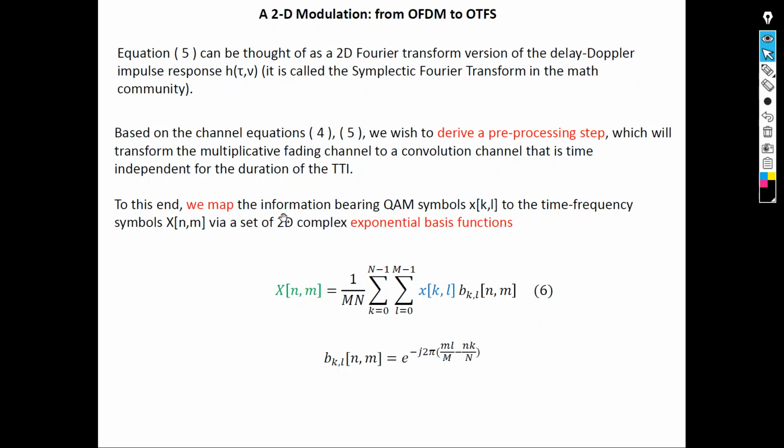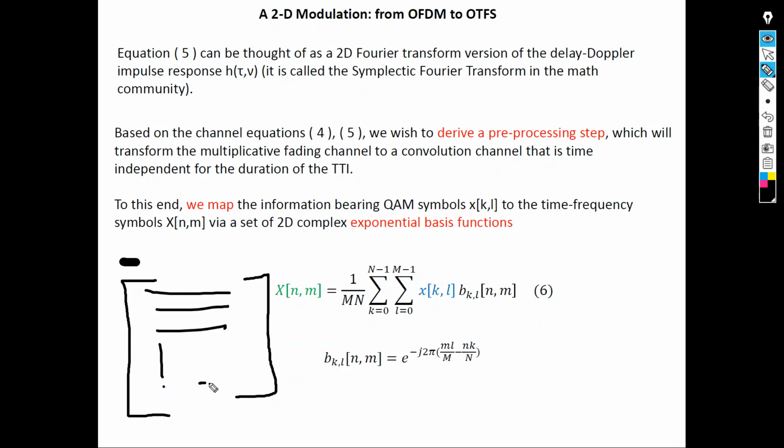To this end, in this modulation scheme, we map the information-bearing QAM symbols. You put them instead in the OFDM example that I explained in the OFDM tutorial for the MATLAB simulation. In this case, what do you do? You put your symbols in a matrix, not a vector. Here, your QAM symbols, the complex ones, you put them here, here, all of them, until you fill the matrix. And we call this X[k,l], this dimension.